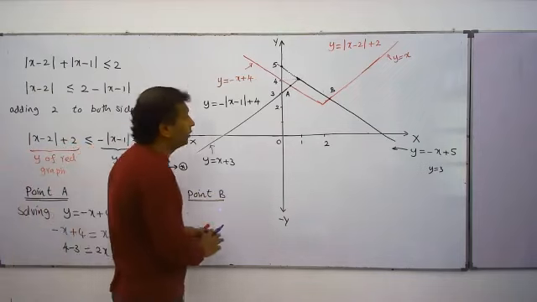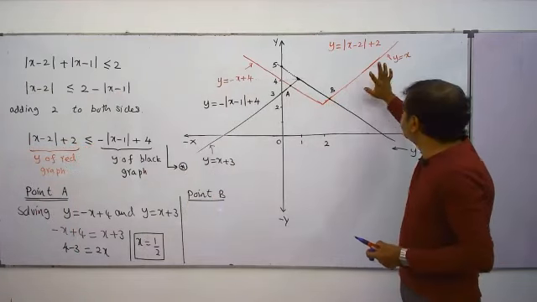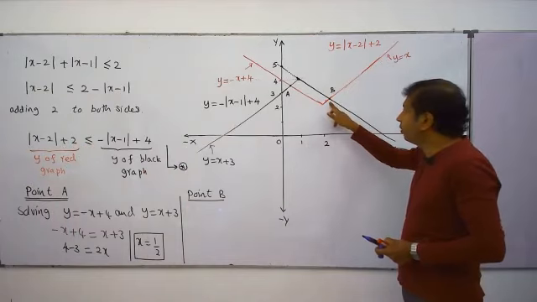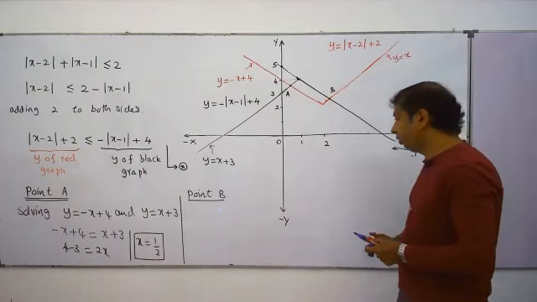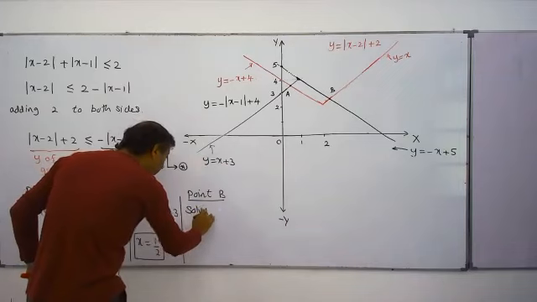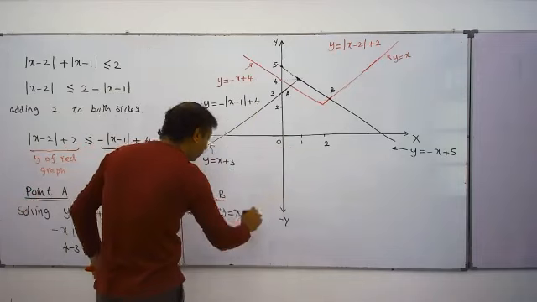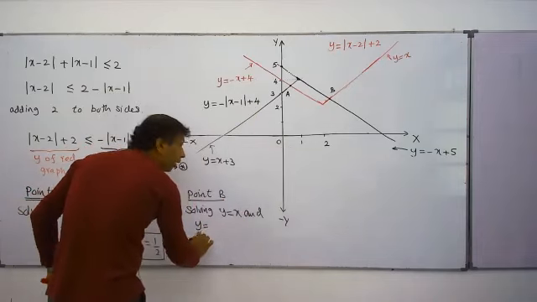Point B, people, this here. That point B is the intersection of this line and this line. Then to find the point B, we have to equate this y and this y, right? Then solving y equals 6 and this y equals minus 6 plus 5.